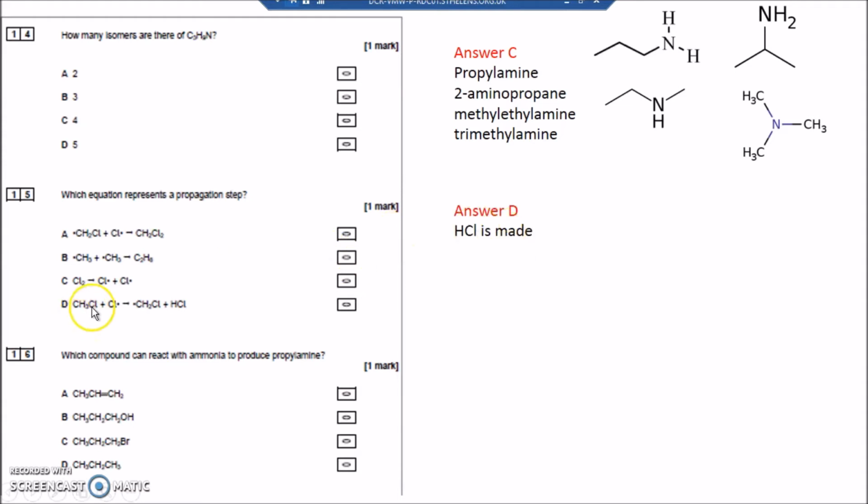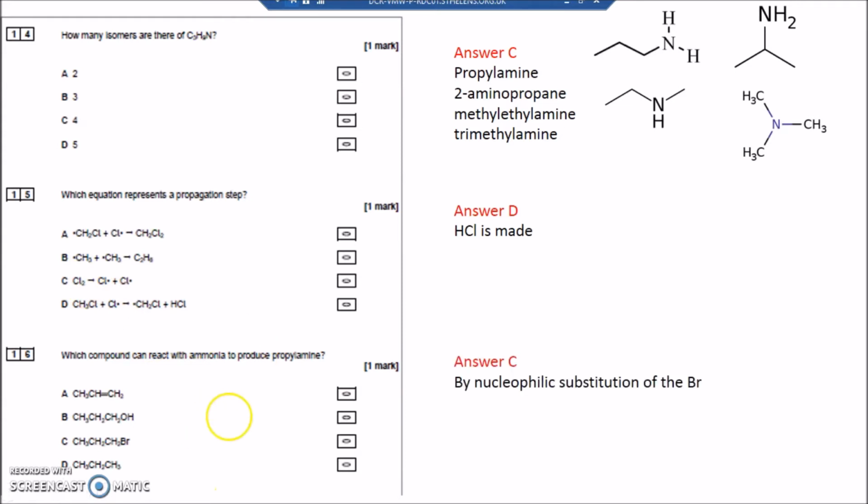Which equation represents a propagation step? Well, the answer is D, because in a propagation step you always get HCl made. So in the first one I've got 2 radicals coming together, I've got a termination step. B is a termination step. C is an initiation step where I'm making 2 chlorine radicals from chlorine using UV light, so the answer is D.